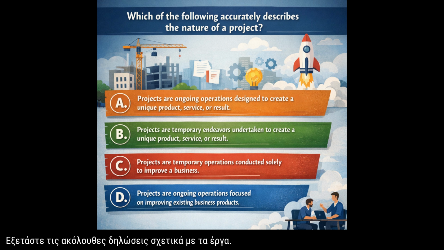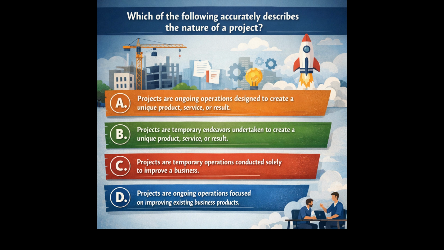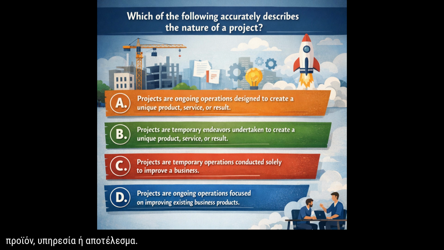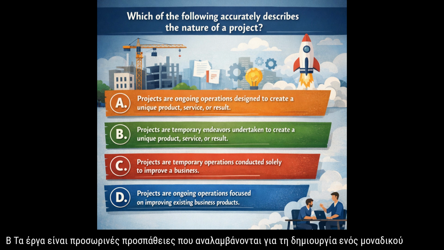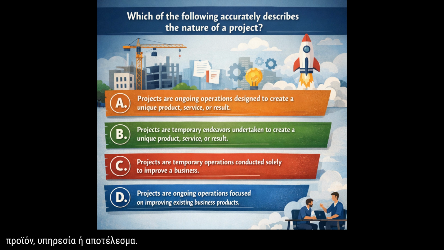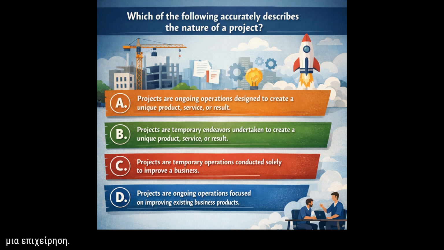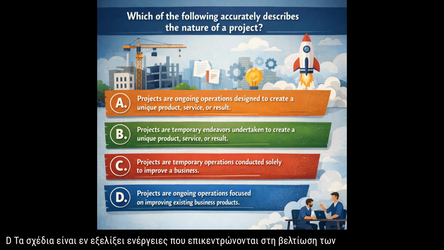Consider the following statements about projects. Which one accurately describes the nature of a project? A. Projects are ongoing operations designed to create a unique product, service, or result. B. Projects are temporary endeavors undertaken to create a unique product, service, or result. C. Projects are temporary operations conducted solely to improve a business. D. Projects are ongoing operations focused on improving existing business products.